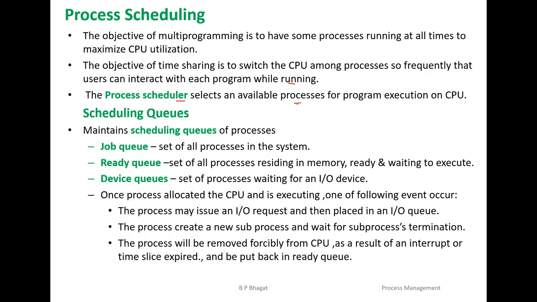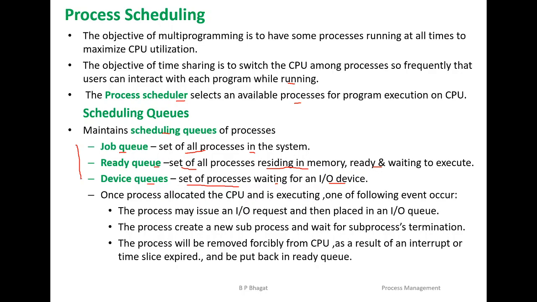Different scheduling queues are maintained in order to execute the processes. The job queue is the queue with the set of all the processes in the system. The ready queue is the set of all the processes residing inside the main memory, ready and waiting to execute. And the device queue is the set of the processes waiting for an IO device. So these are the different queues which are available in the system.